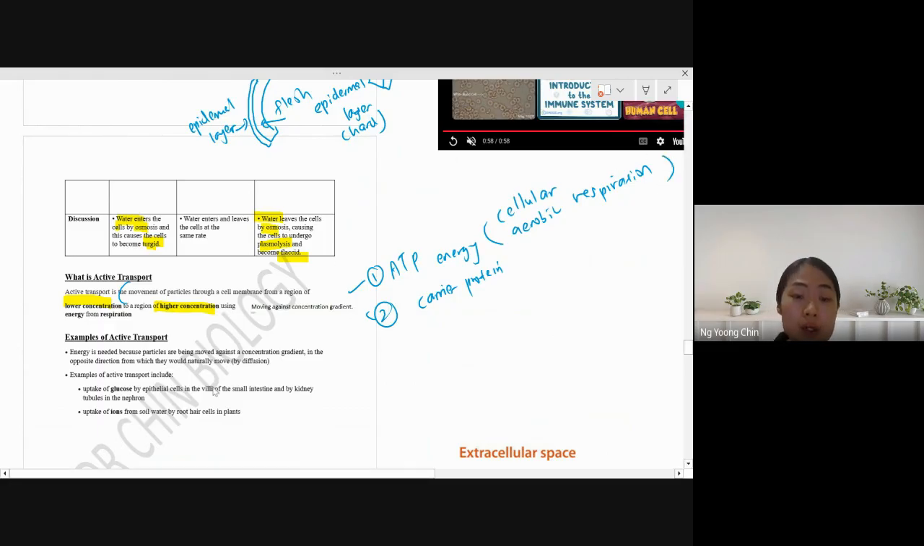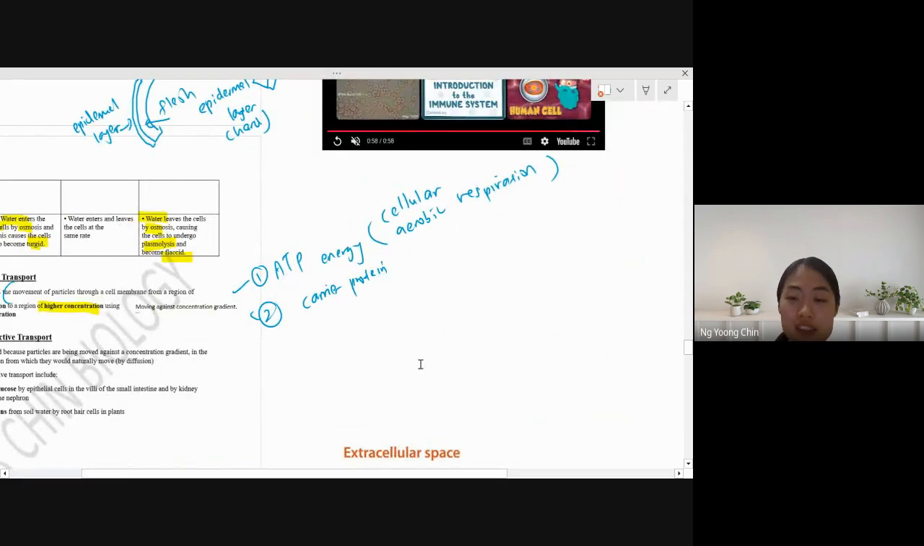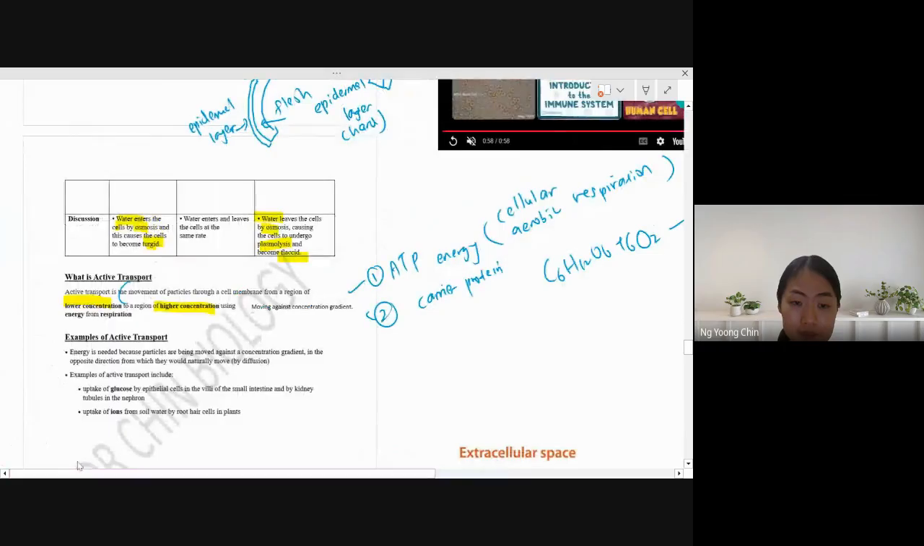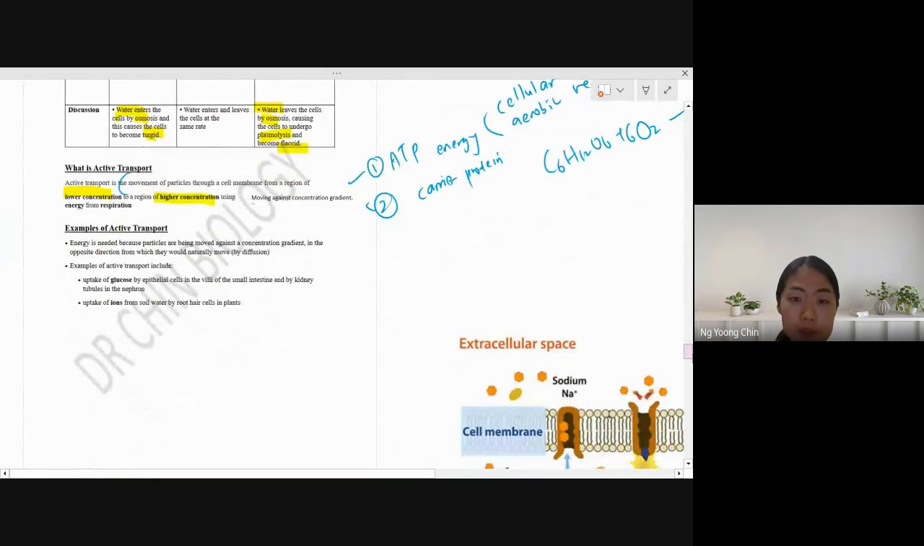Okay, I hope you still remember the equation for cellular aerobic respiration, which initially uses glucose and oxygen: C6H12O6 plus oxygen, and then they will release carbon dioxide, water, and also energy. And please remember to write the balanced equation with 6, 6, and 6. So this is the balanced chemical equation for cellular aerobic respiration. Okay, I hope you understand.